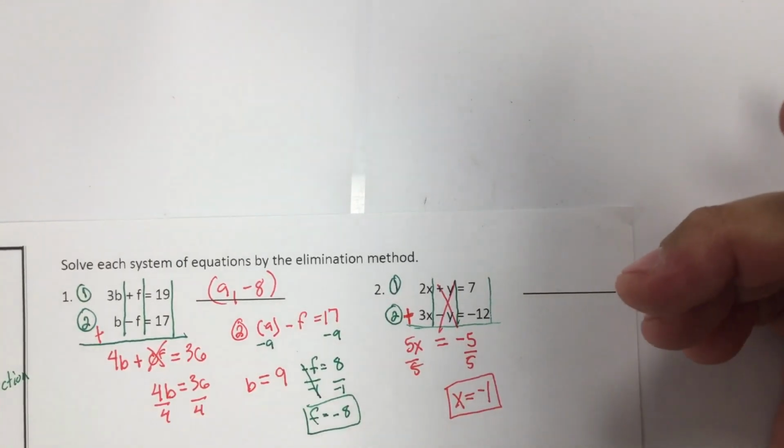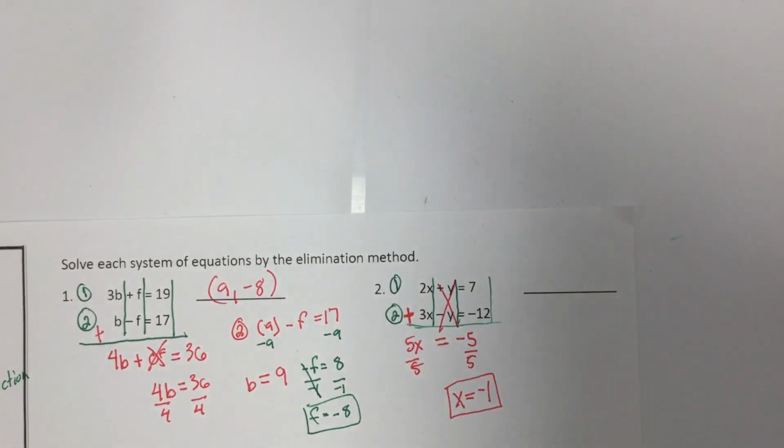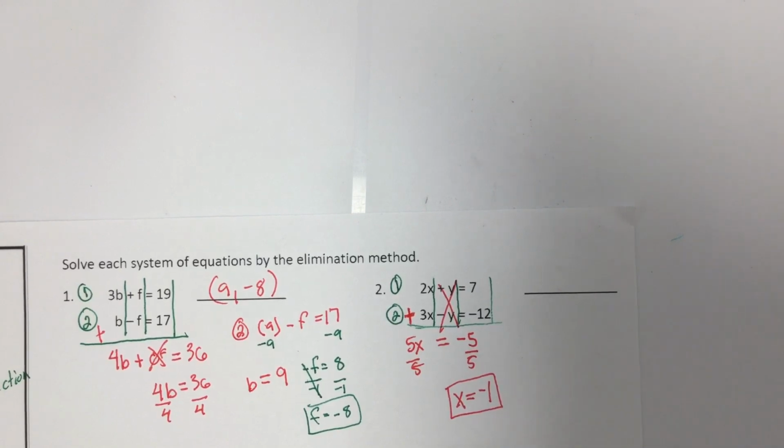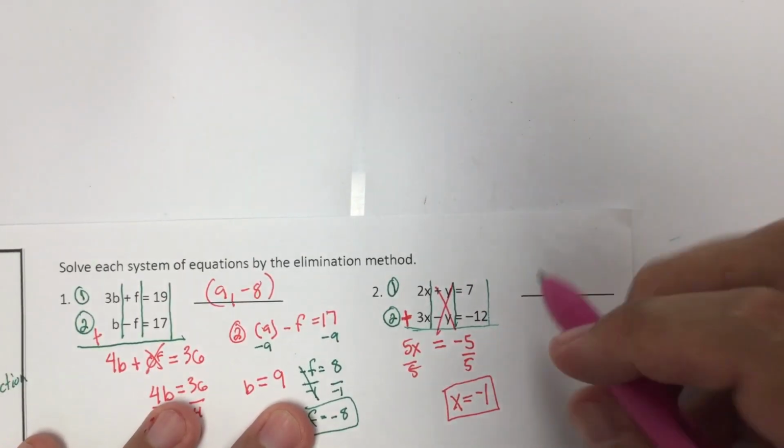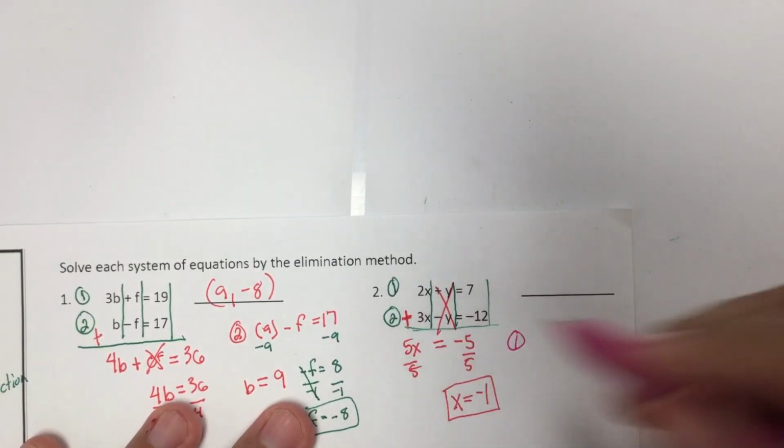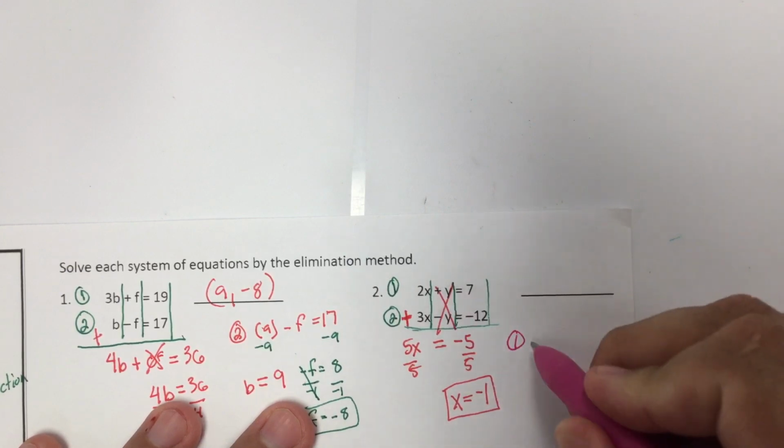I'm not done. I need to go back and find my y value. It doesn't really matter which equation you go into. You can do it into either equation. I'm going to go ahead and do equation number 1 because that's a positive y. I don't really need to do too many steps. But you could definitely use equation 2. I'm just going to use equation 1.